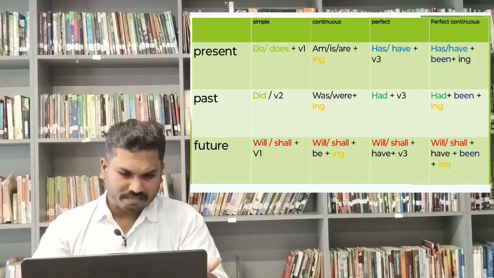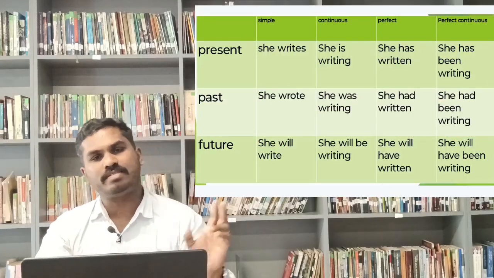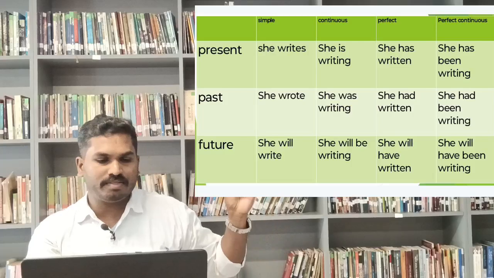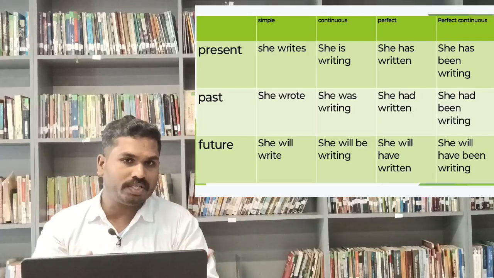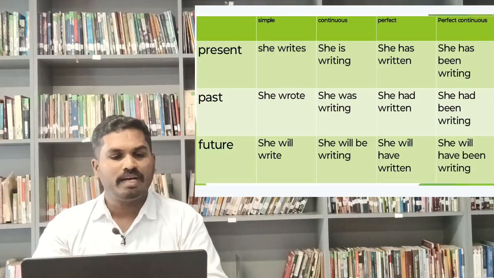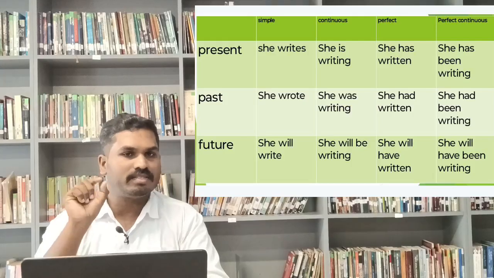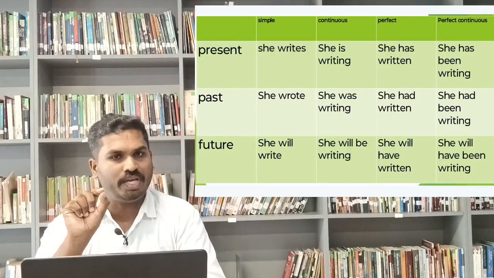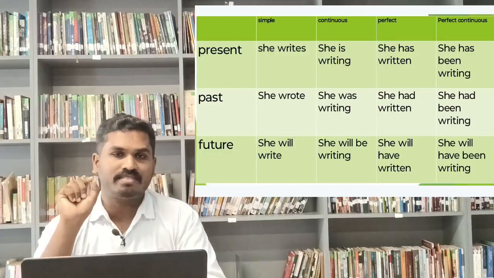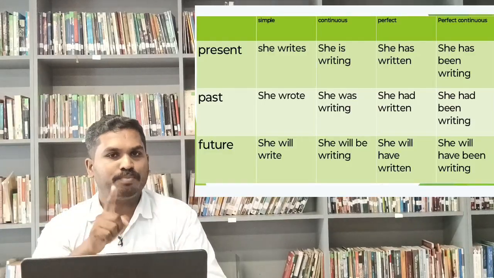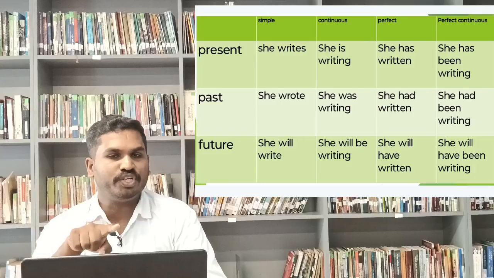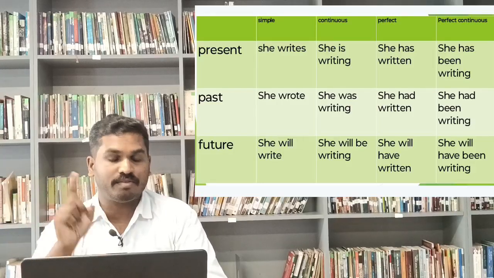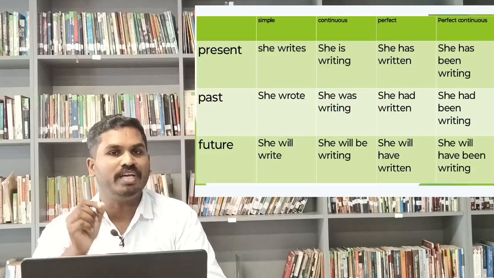Now you can see the different boxes I have pinned behind me. This is the example I have written with this structure. In the simple present, the sentence is "She writes." The subject is she, and the verb is write. Write plus does becomes writes. She is singular, so we use the does form with the verb write, and we get "she writes."